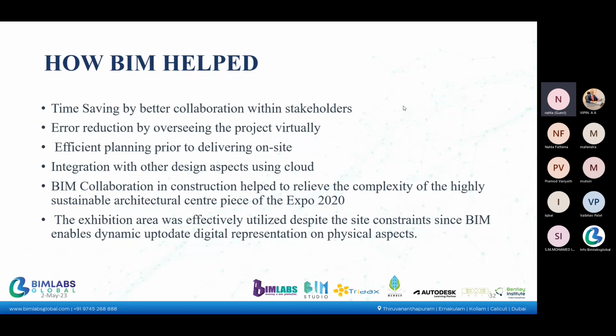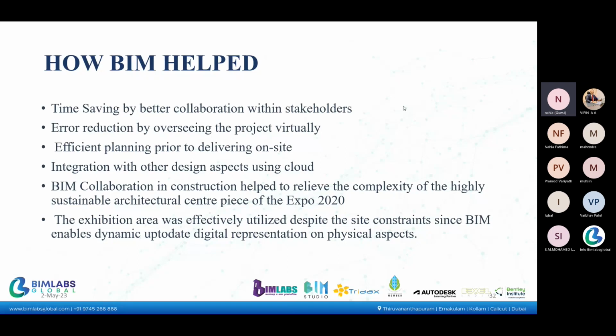Then only will we be able to successfully deliver the project, because the structural engineers might need to know the details about the model. So they need to have better communication with the architect, because while modeling they'll have several doubts or queries regarding the model. Not only the structural engineers and the architects, every stakeholder needed better collaboration with each other, which BIM allowed.